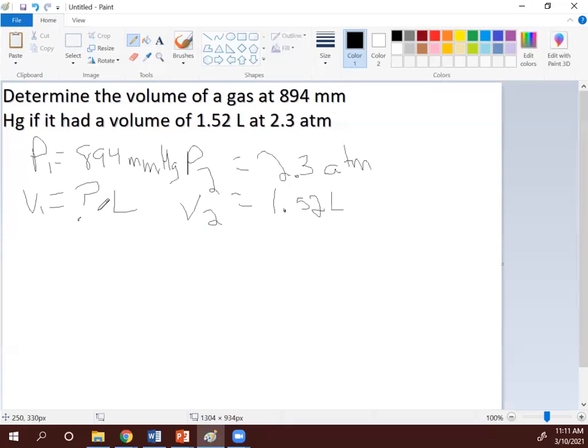They have to be the same unit. It doesn't matter if you want to convert from millimeters of mercury or to ATM. That is 100% your call. I would convert from millimeter mercury to ATM. I like smaller numbers. That's my preference.